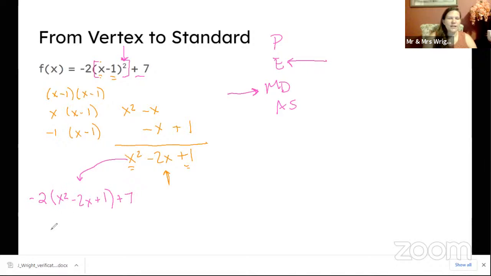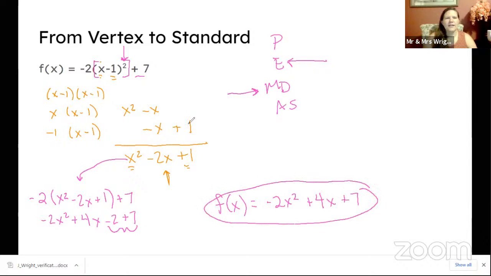So -2 times x squared is -2x squared. -2 times -2x is +4x. -2 times +1 is -2, and then +7. And we need to combine these like terms, these constants, and we get f of x is -2x squared plus 4x plus 7. And that is our final answer. That is this equation moved from vertex form to standard form.